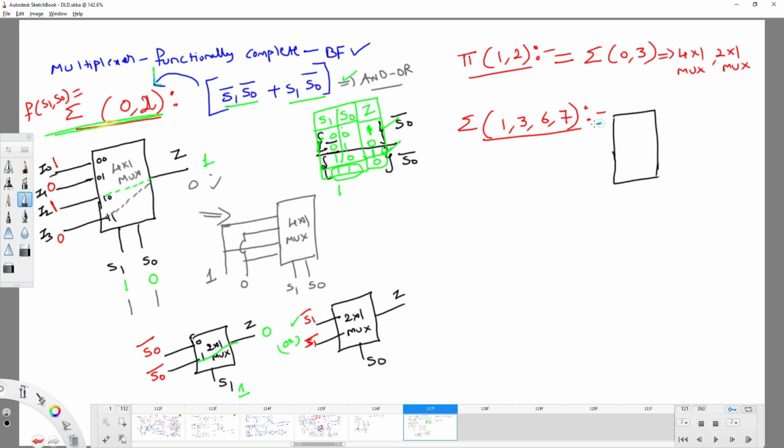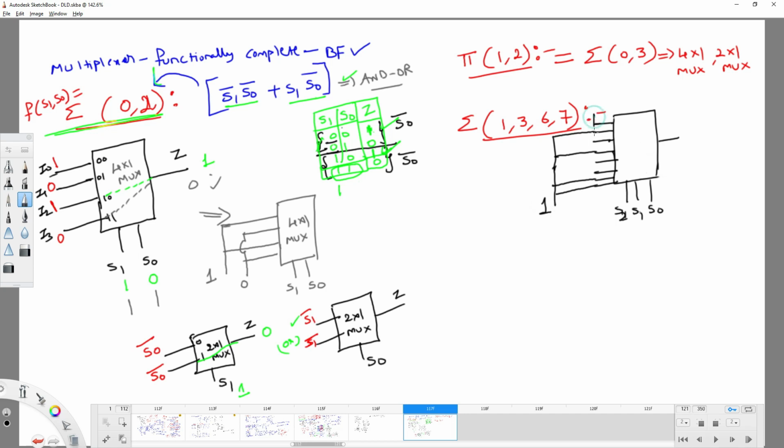8 by 1, right? So 0, 1, 2, 3, 4, 5, 6, 7. And how many select lines are there? S2, S1, S0 and its respective output. Right? To make the output as 1, what are the select lines you need to select? 1 needs to be taken out, 3 needs to be taken out, 6 needs to be taken out and 7 needs to be taken out. Its input I have to connect as 0.